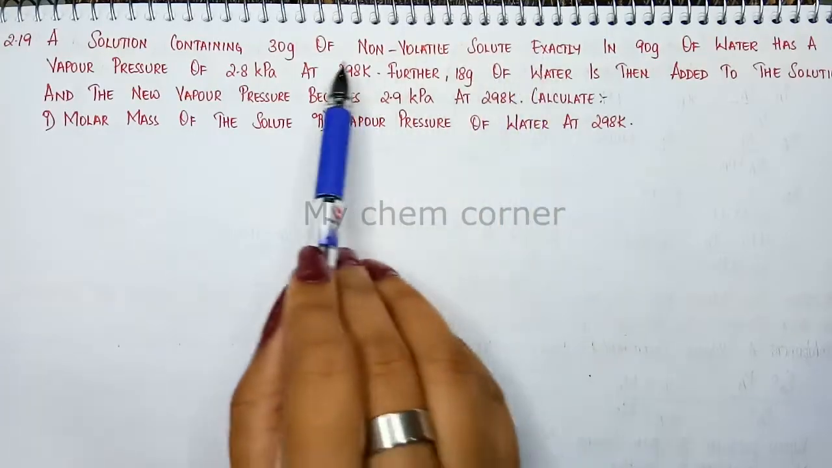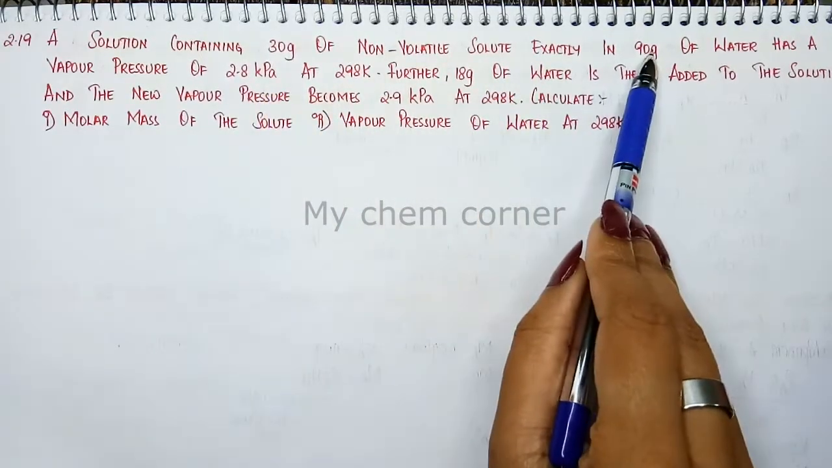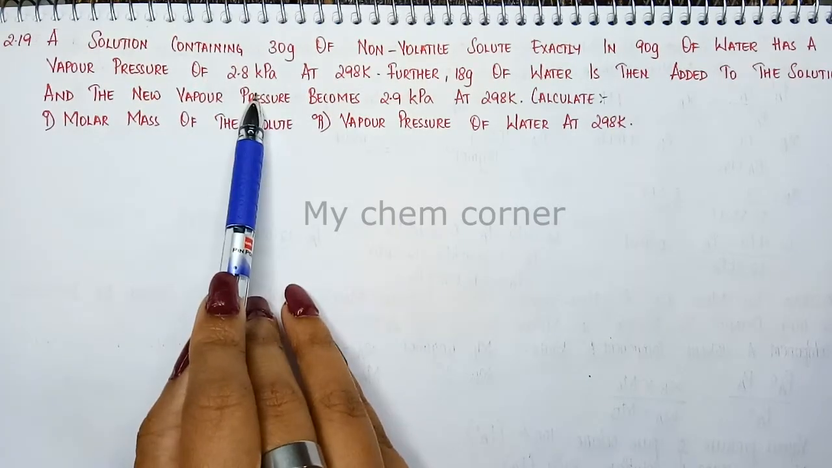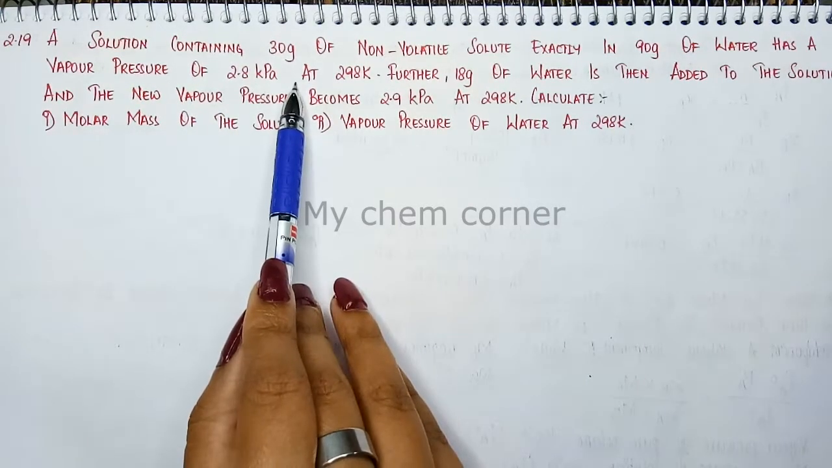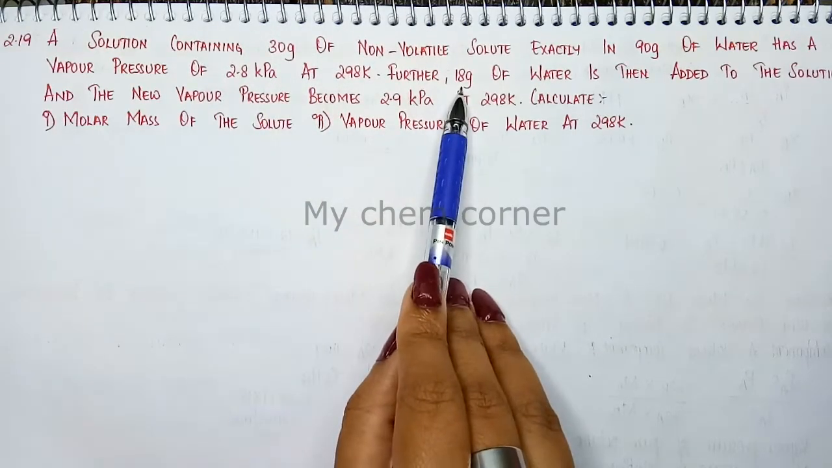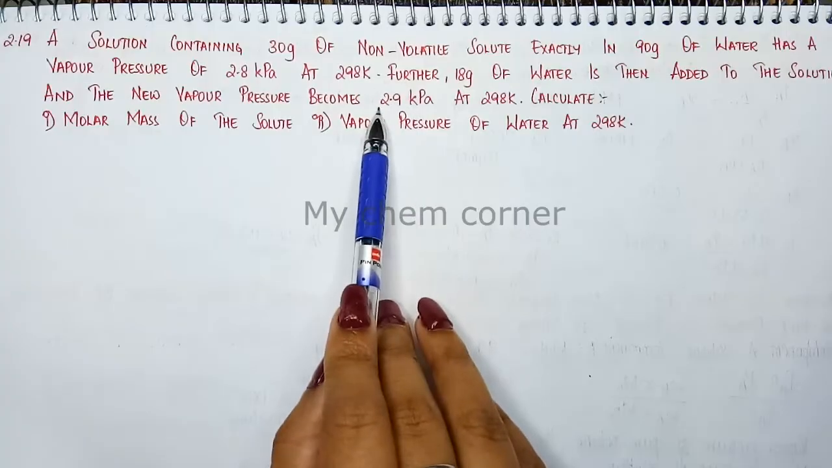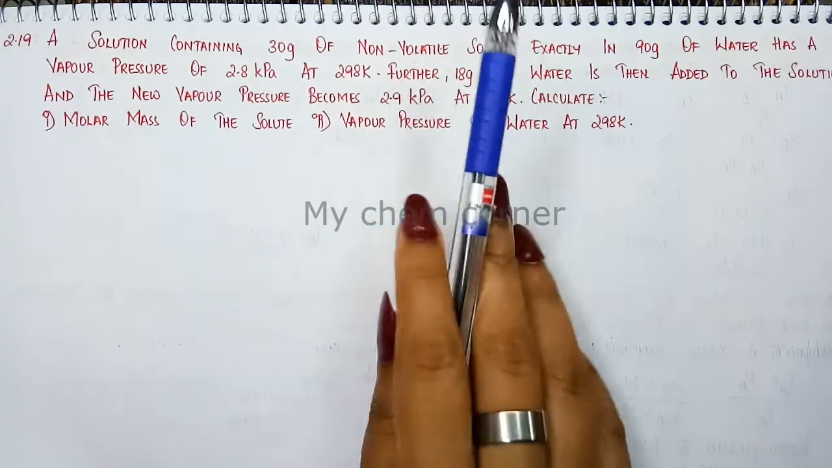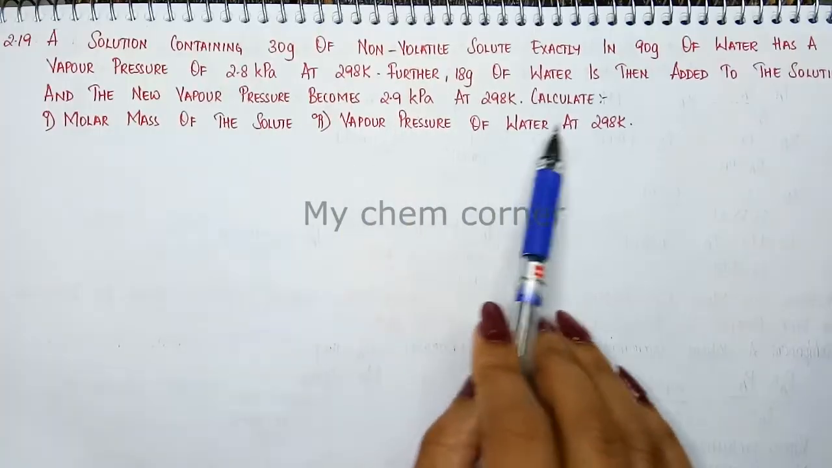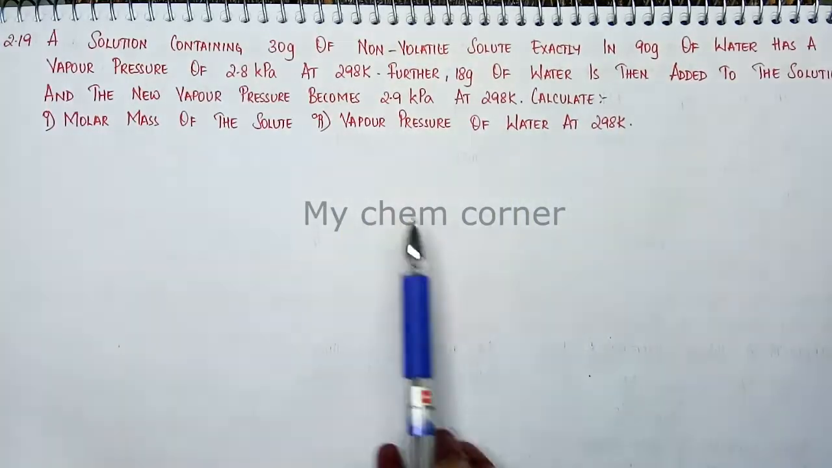Alright, in one, 30 grams of solute in 90 grams of water. That gave a vapor pressure of 2.8 kilopascal. In the second case, to the same grams of non-volatile solute, 18 grams of water is added and the pressure changed to 2.9 kilopascal. You need to calculate two things. One is molar mass of the solute. The second one is vapor pressure of water at 298 Kelvin.